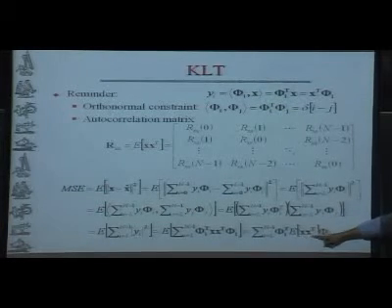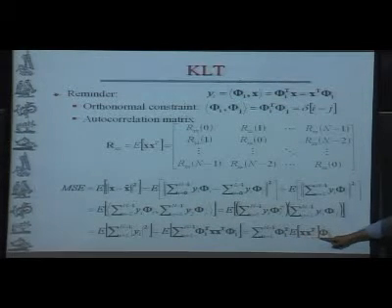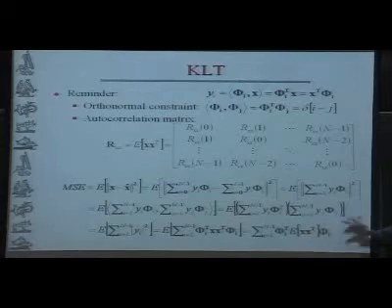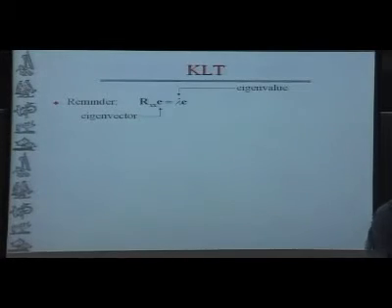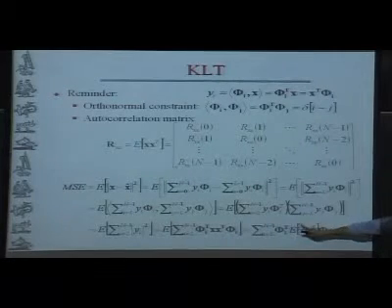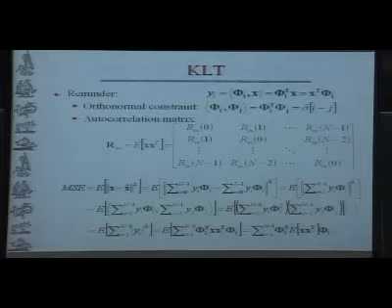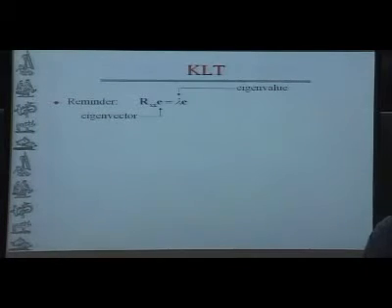Can you recognize this? What is this? That's RXX. That's the autocorrelation matrix. So that turns out to be RXX times pi transpose times pi. Okay, and we want this to be minimum. Okay. So another reminder.